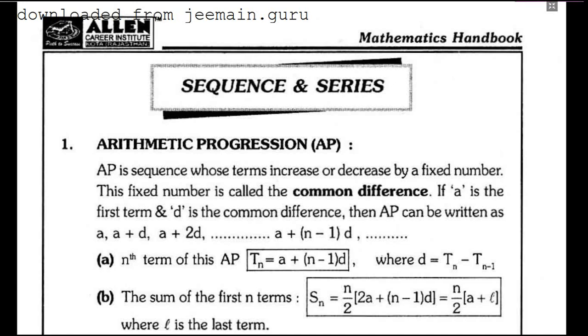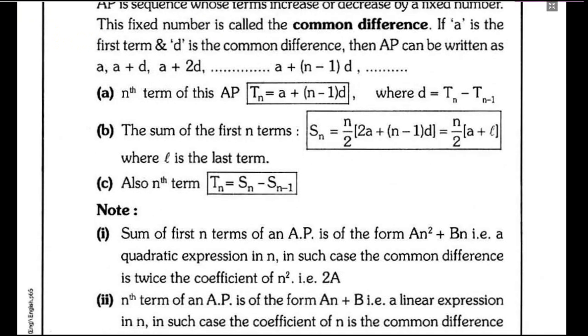If a is the first term and d is the common difference, then AP can be written as a, a plus d, a plus 2d, ..., a plus (n minus 1)d, ... This is the general series of AP. Nth term of AP is given by an equal to a plus (n minus 1) into d, or you can say tn equal to a plus (n minus 1) into d, where common difference d is tn minus tn minus 1.